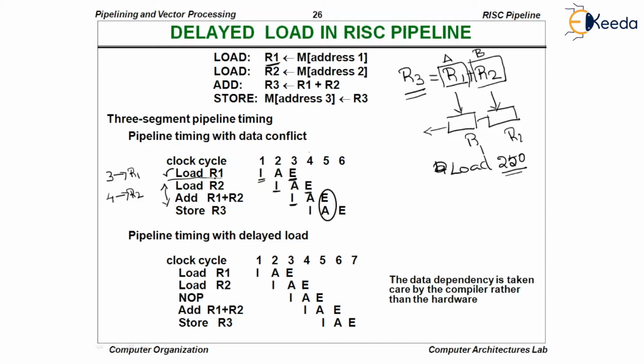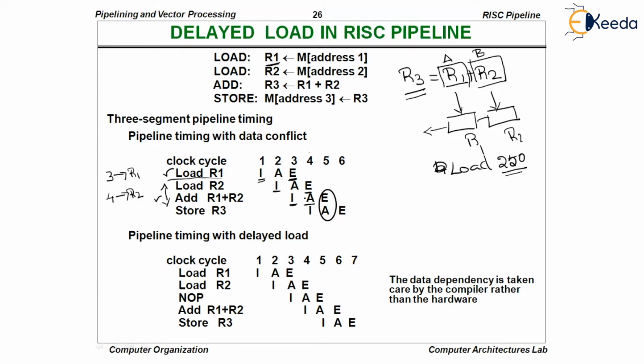R1 will be loaded only after the third clock cycle. R2 will get loaded only after the fourth clock cycle. But here you can understand there is a conflict. In order to perform add R1 plus R2, right at the beginning of this instruction's execution, only R1 is available within the processor, but not R2. At which clock cycle is the ALU operation going to be performed? In the second stage, the A stage.